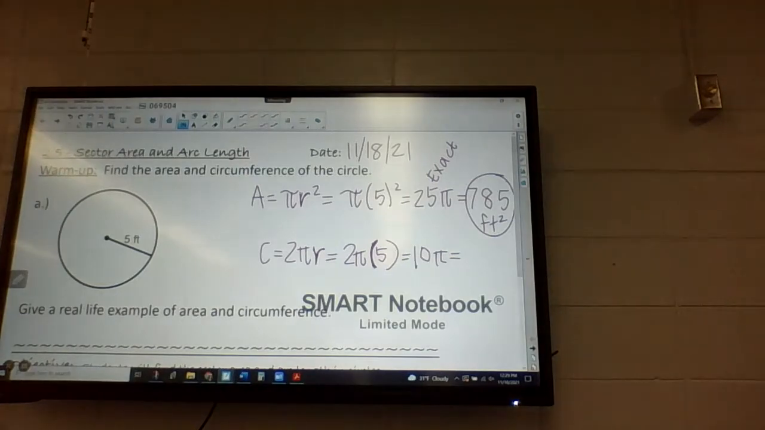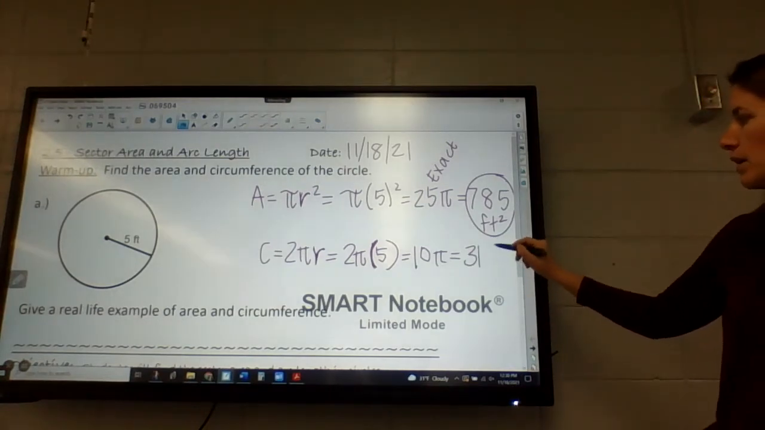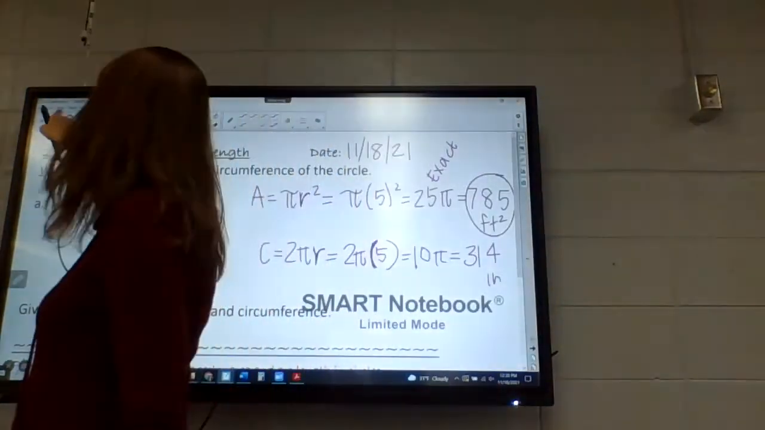So again, if I was using that in another problem, 10 pi would make sense. But then I actually want to do 10 pi to figure out what that is. And in your calculator, you might have to have it tell you the decimal equivalent. So 31.4, I guess I could have known that because it's 3.14. And then this is inches, or sorry, feet again. Why do I want to do inches?